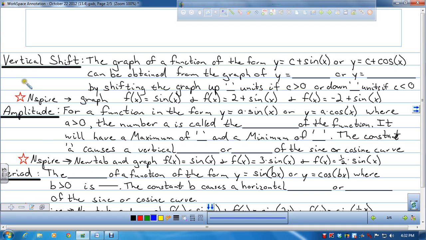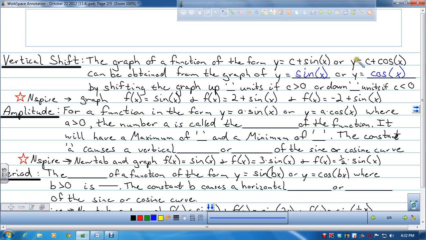First thing we're going to talk about in that aspect of things is the vertical shift. So the graph of a function in this form, so you see I've already altered this. I've added a c to either sine or cosine, right? That can be obtained from that graph of y equals sine of x, or y equals cosine of x in this case.